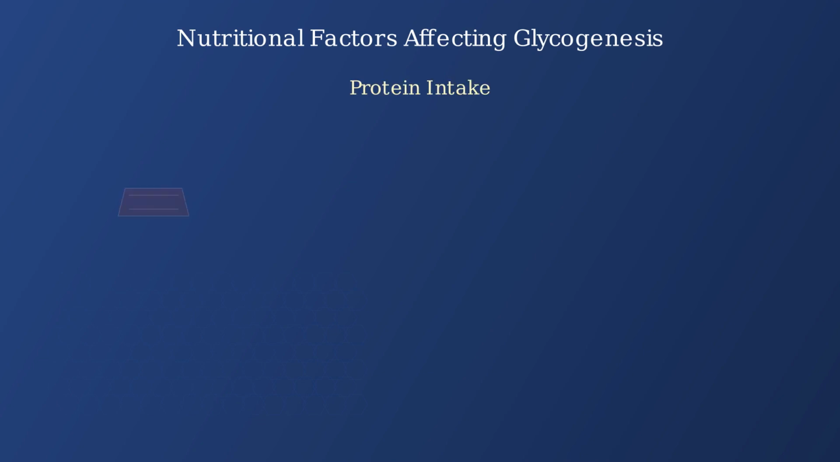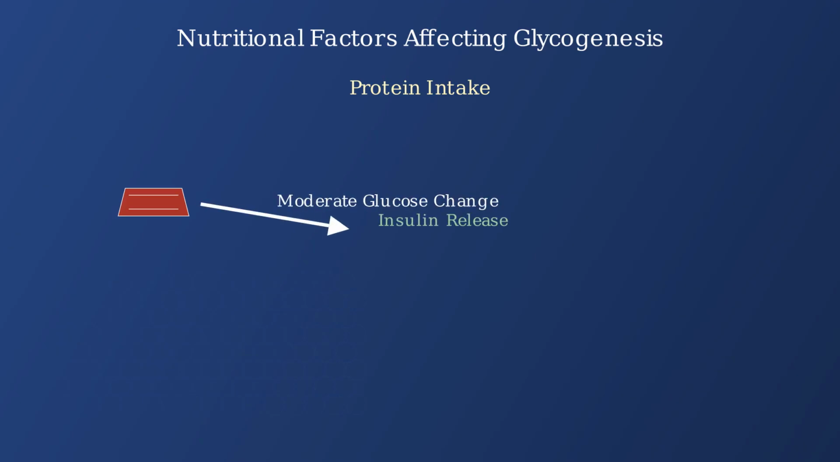Protein intake can also enhance glycogenesis, though through a different mechanism than carbohydrates. Proteins don't significantly raise blood glucose, but they do stimulate insulin secretion, especially when consumed with carbohydrates. This insulin response helps promote glycogenesis, enhancing the storage of available glucose as glycogen.